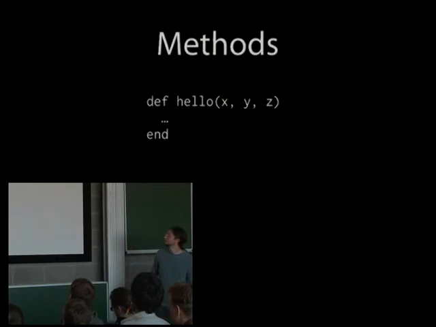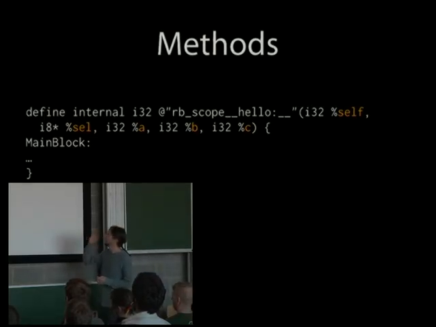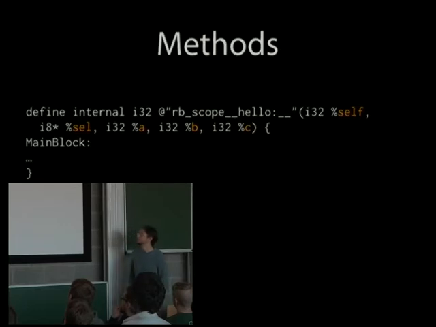So if we look at a simple method here with three arguments, we are going to generate an LLVM function. And all the functions that we create for methods in RubyMotion always have at least two arguments. The first one is a reference to the receiver that's going to be the default object where messages are being sent. We call it self, but you can provide any name you want. And the second one is a pointer to the message that's being sent right now. We call it the selector. And after that, all the other arguments are just the arguments of the method, on the function.